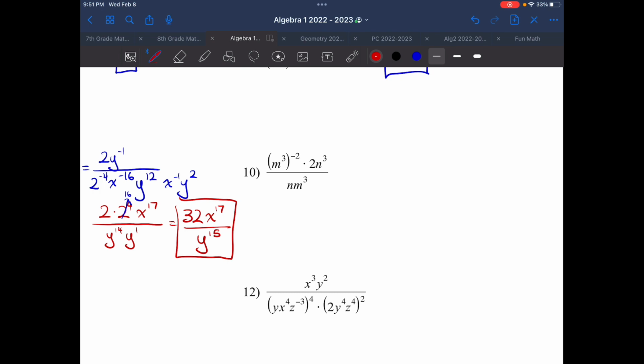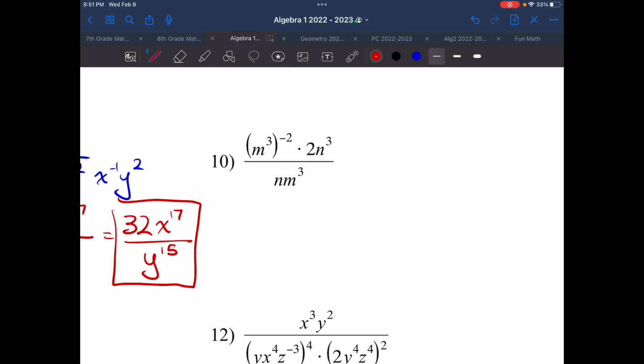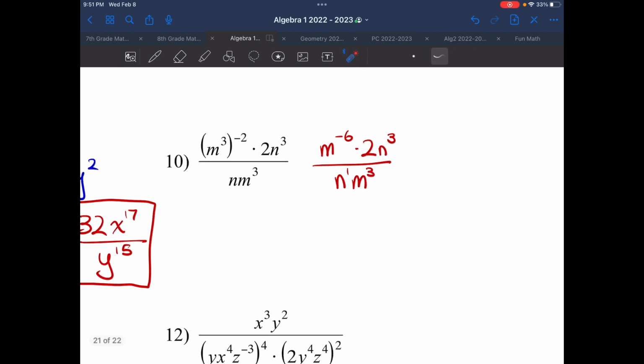In number 10, I'm going to multiply, meant to not double click there. I see the 3 and negative 2, which I'm going to be multiplying, and I'm going to get an m to the power of negative 6. I'm going to rewrite everything else, times 2n to the power of 3, all over n m to the power of 3. This n is technically to the power of 1, so I'm going to write that in as well. All right, I see a negative power, so this entire m to the negative 6 is going to come to the denominator, and now my new problem will look like this.